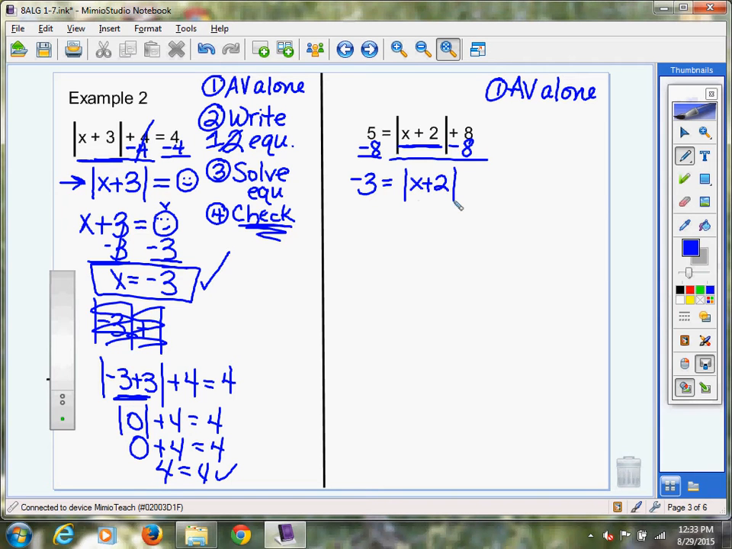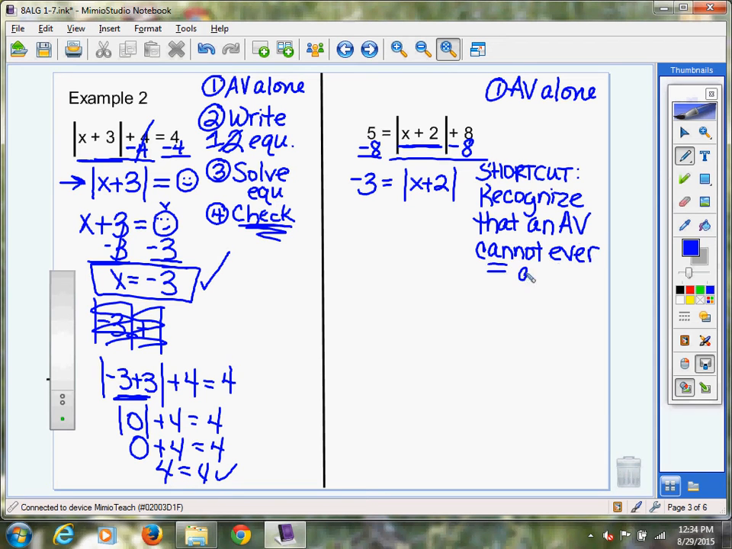Now we have an unusual situation. Our absolute value is not set equal to a positive number. It's not set equal to 0. Our absolute value is set equal to a negative number. Now here's the shortcut. The shortcut is you recognize that this is not possible. Recognize that an absolute value cannot ever equal a negative number.